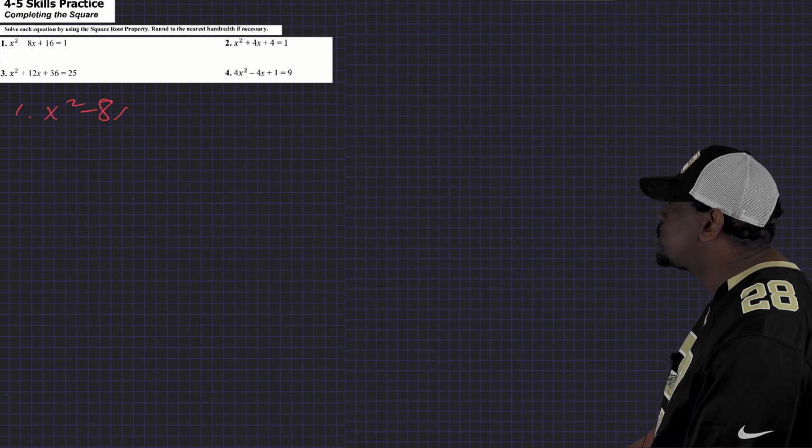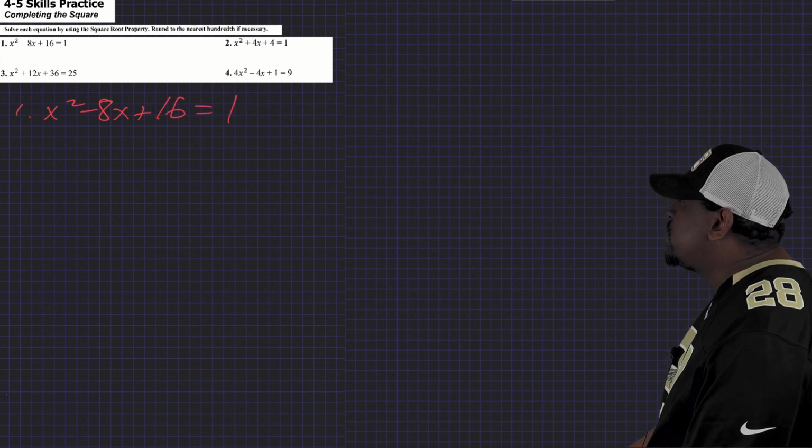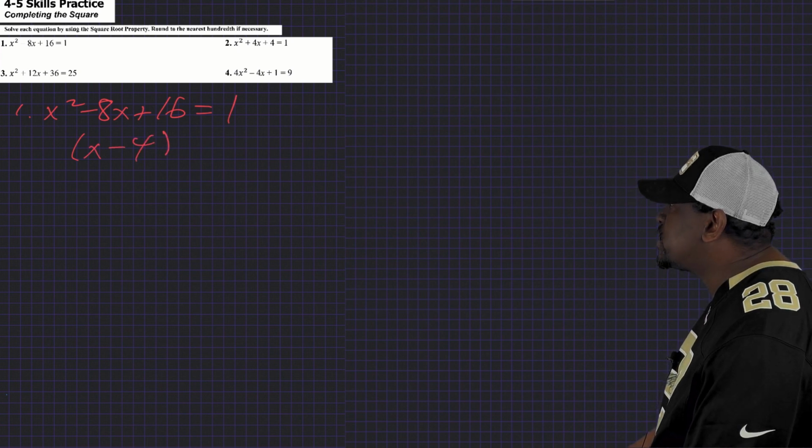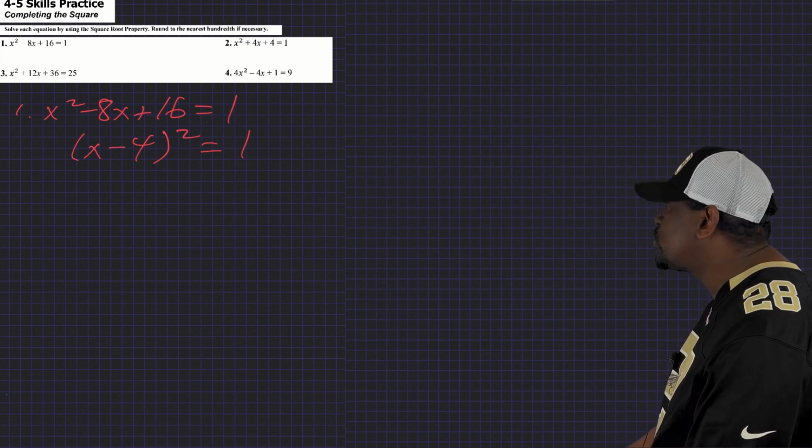So we're going to start with number 1. x squared minus 8x plus 16 equals 1. Now, this quadratic is a perfect square. In other words, this can be simplified using a binomial square. x minus 4 squared is equal to x squared minus 8x plus 16. So since I know that, I will write x minus 4 squared equals 1.